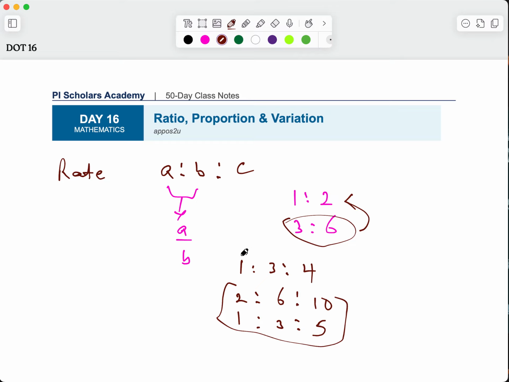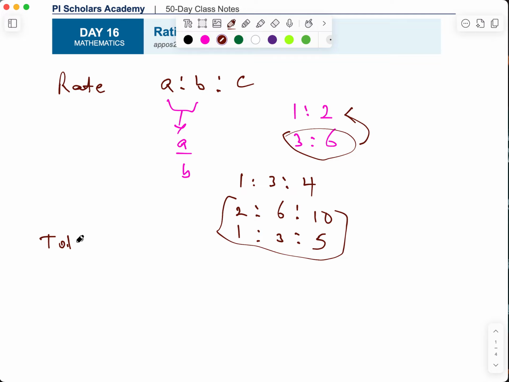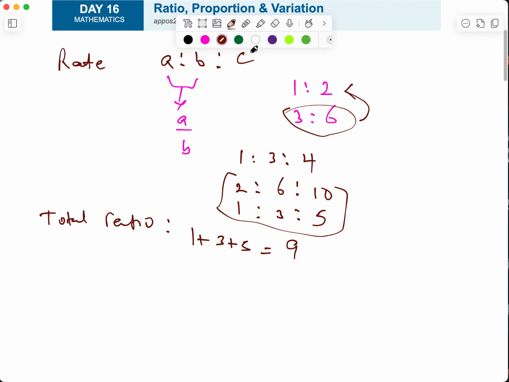Now, how do we share in a ratio? To share in a ratio, we always have what we call the total ratio. So what's the total ratio of, let's say, 1, 3, and 5? The total ratio will be 1 plus 3 plus 5, and that is going to be 9. This helps us to get what portion belongs to 1, what portion belongs to 3, and what portion belongs to 5. So in the case where we are sharing something like, let's say, 81,000 US dollars.